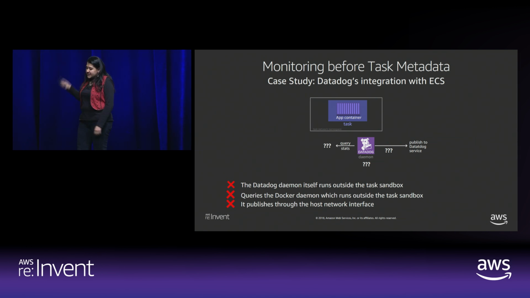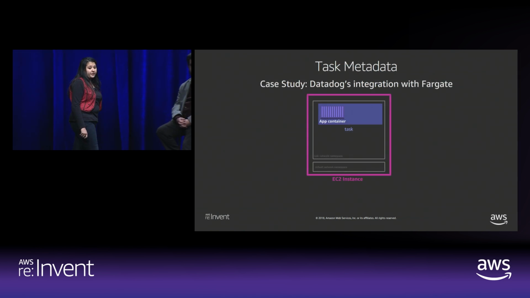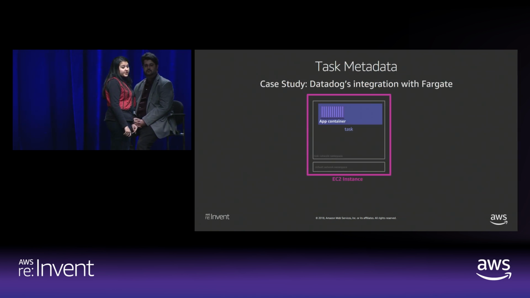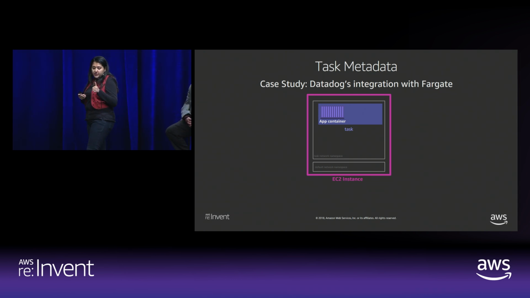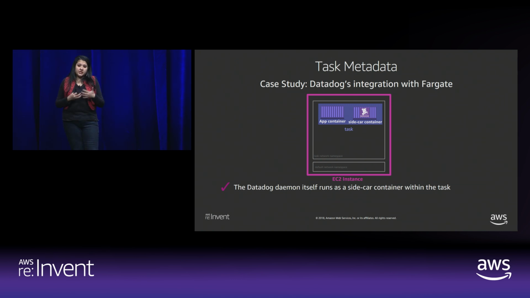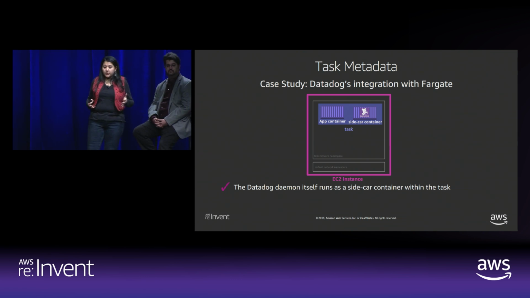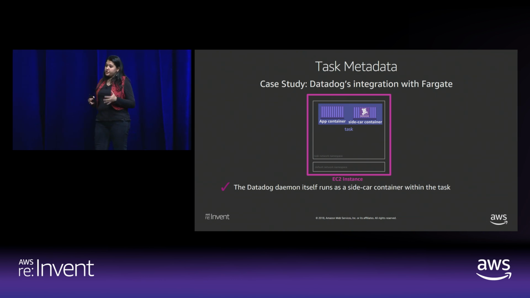And so we went back and sat down with Datadog and came up with a different way of doing things in the Fargate world. The first change that we made was, instead of installing the Datadog agent as a daemon on your server, Datadog came up with a containerized version of their agent. And what you can do now is, when you launch your task, instead of just launching your application container, you can also pull in this Datadog agent as a sidecar container. And now the Datadog daemon is actually running within your task network namespace itself.